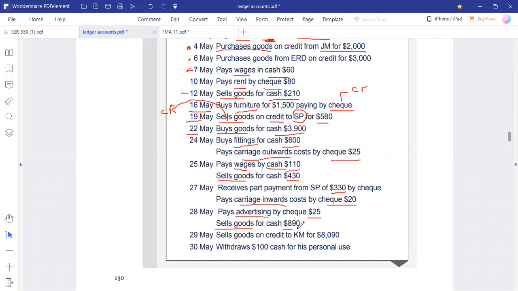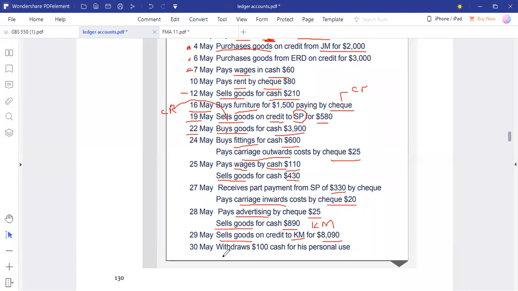Sold goods for cash, 890. Sales account 890, the cash account, we're going to debit it with the 890 because it's a cash sale. Sold goods on credit, KM. Now, whenever things are sold by cash, we need to have the name there, KM. KM is not important because money is coming into the cash till. But here, if it's on credit, it is important that the one we're selling to, who's the debtor, the personal account is reflecting. So sales will credit, then this guy is a debtor, we're going to debit him 8090.